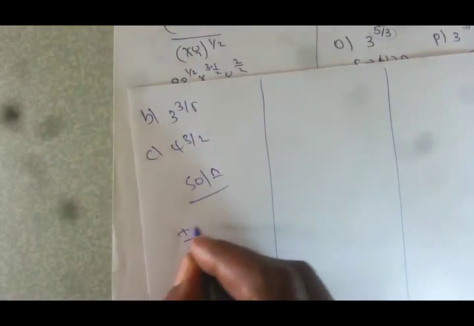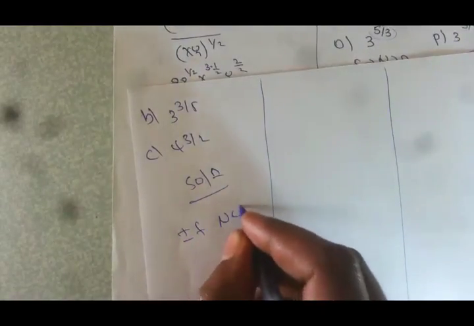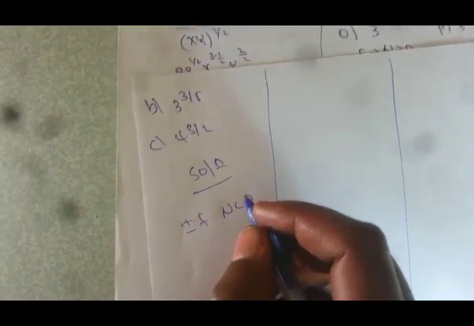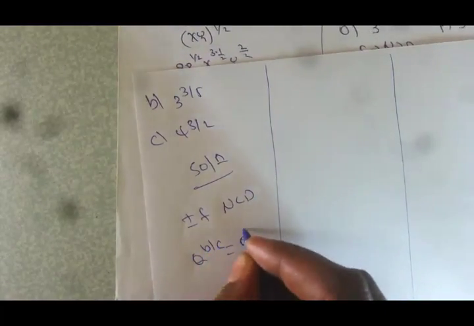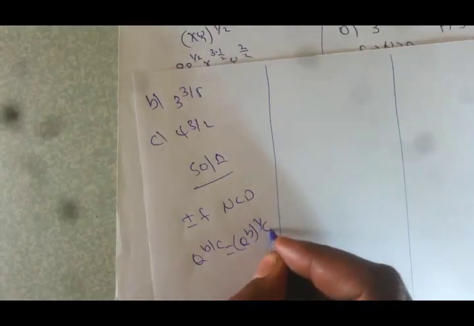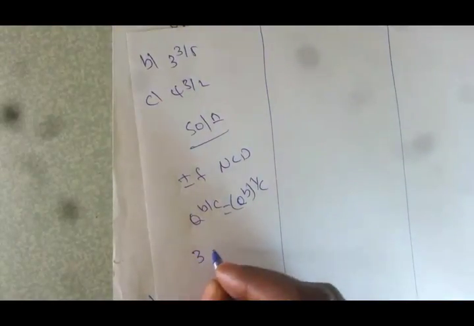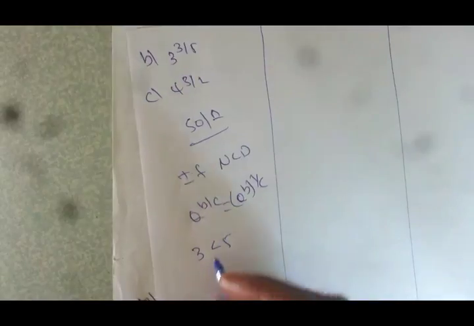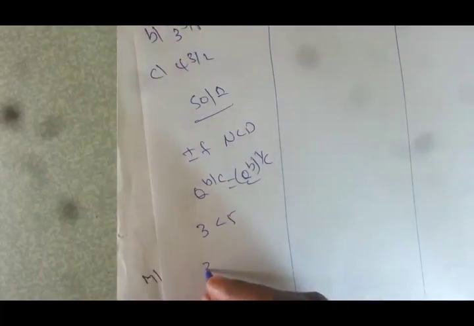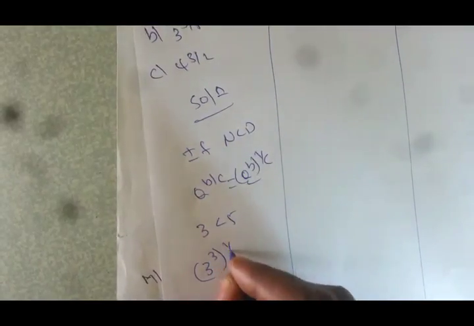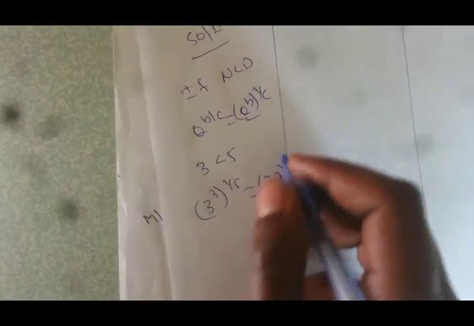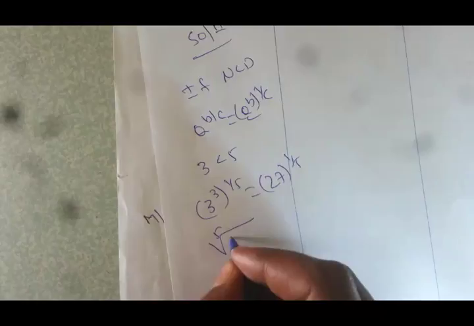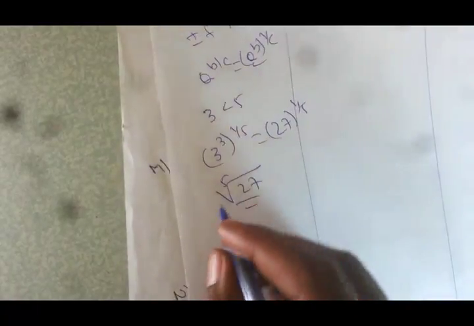We know that if the numerator is less than the denominator, we have to write a raised to b over c in the form of a raised to b, raised to 1 over c. In our case 3 is less than 5, so we have to write in the form of this. Therefore 3 cubed raised to 1 over 5. This is equal to 27 raised to 1 over 5. This is equal to the fifth root of 27.